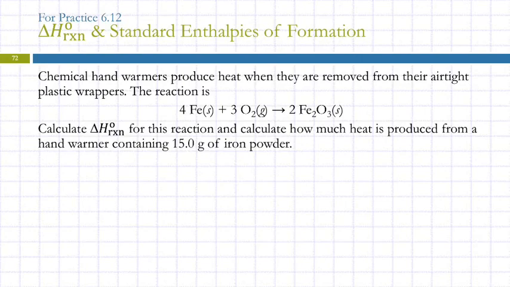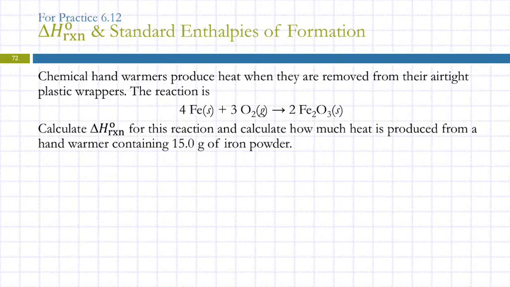One more example, and then we're done, I promise. Okay, chemical hand warmers produce heat when they're removed from the airtight plastic wrappers. Here's the reaction. Calculate heat of reaction for this reaction. Calculate how much heat is produced from a hand warmer containing 15 grams of iron powder.